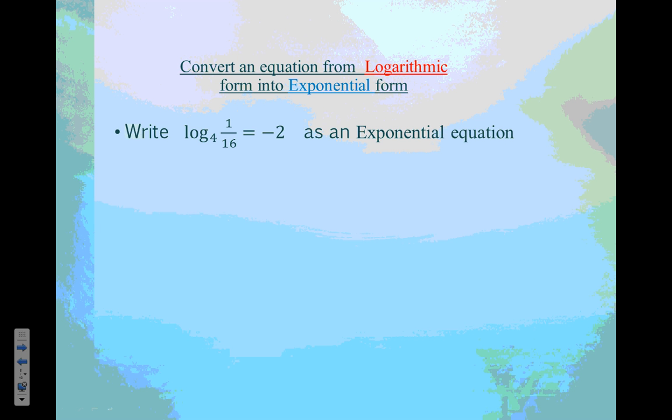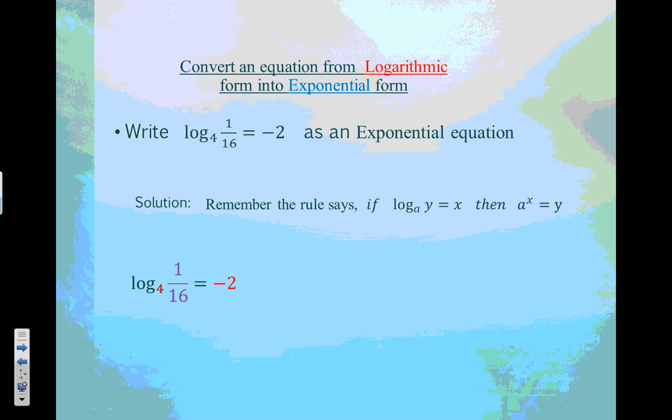So what do we do? Convert it into exponential form. So we will say the base is 4. So 4 is being raised to what power? To the negative 2, which will give us an answer of 1 over 16.